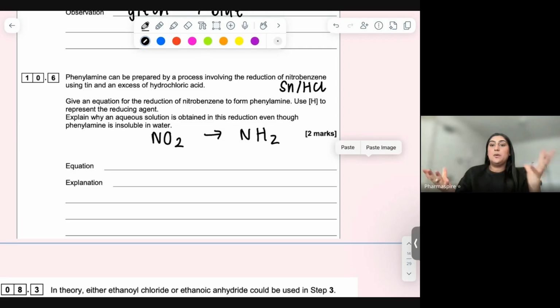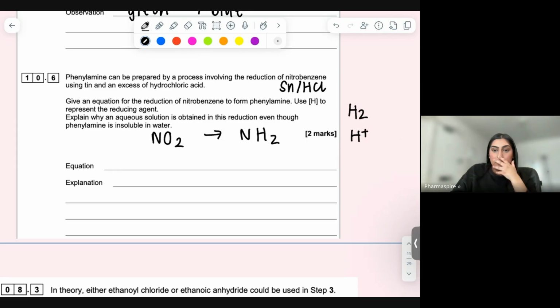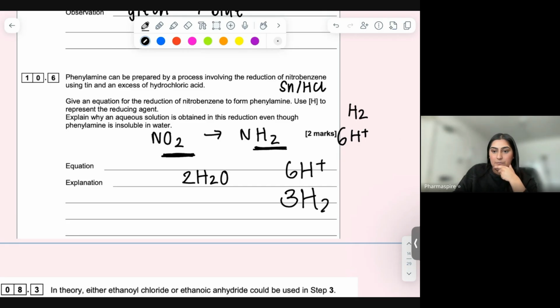So how many H pluses or H2s do you need in total? Give me either or. So yeah, you need 6 H pluses because you've got two lots of O, so that will make 2 lots of H2O, and then you need 2 lots of that. So then you need 6 H plus or 3 H2, okay?